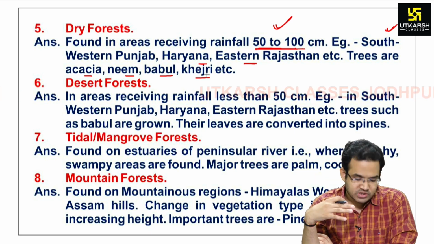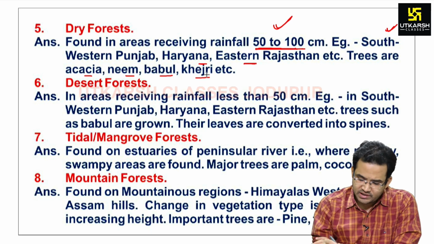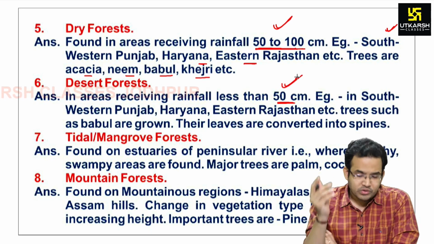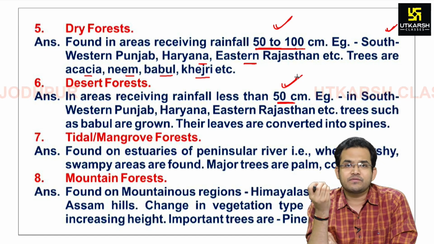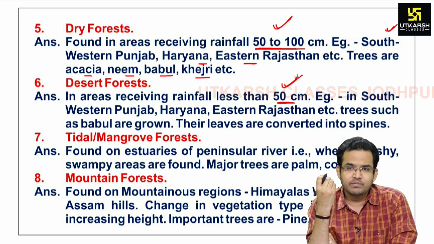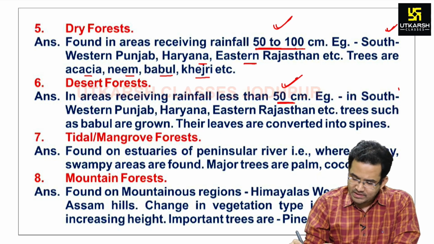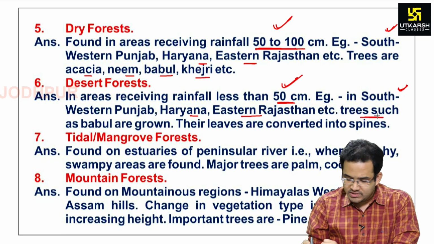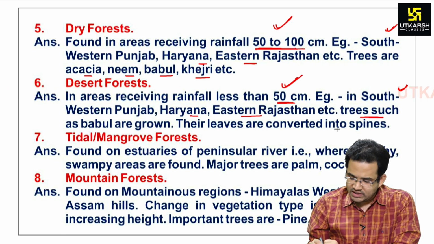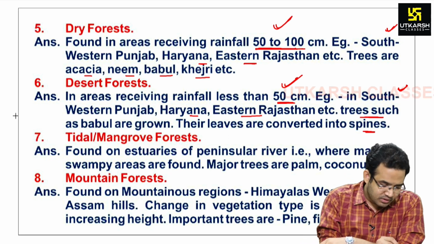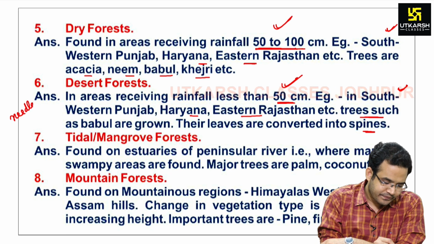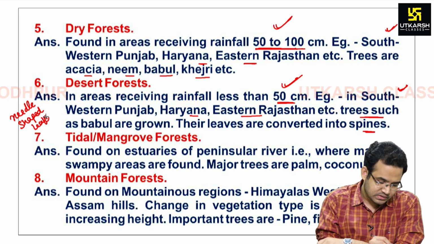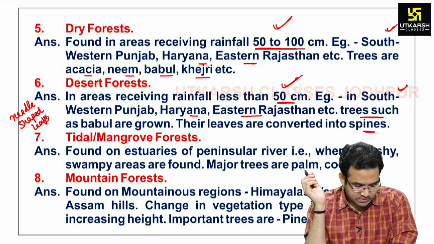Then we have desert forest. Desert forests are in areas receiving rainfall less than 50 centimeter. So the basic qualification for being a desert forest is that the rainfall of this particular region will be 50 centimeter or less. Example, southwestern Punjab, Haryana, eastern Rajasthan, etc. Trees such as babool are grown. Their leaves are converted into spines, and we experience needle-shaped leaves in these areas.